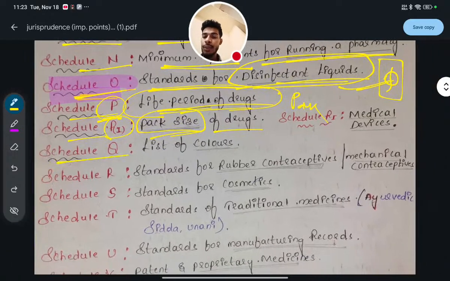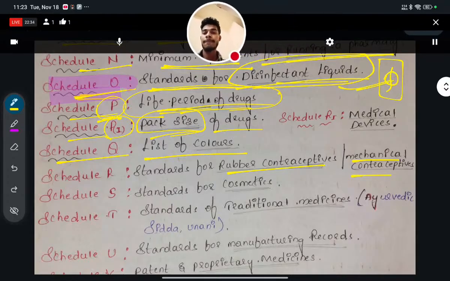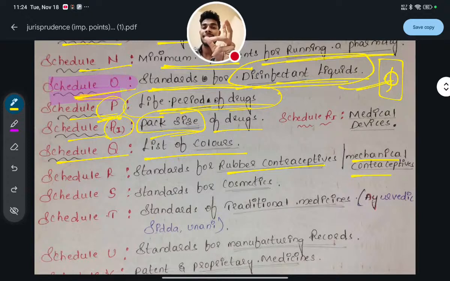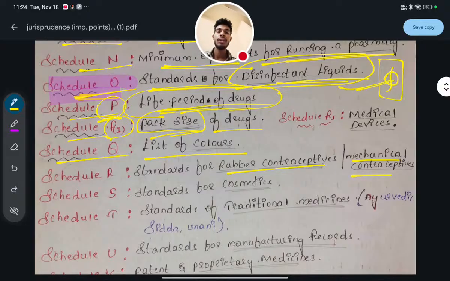Then Schedule Q. Schedule Q, list of colors. Schedule R, standards for rubber contraceptives and mechanical contraceptives. So what are contraceptives? These are the materials which are used to control conception, for birth control, to control the children.